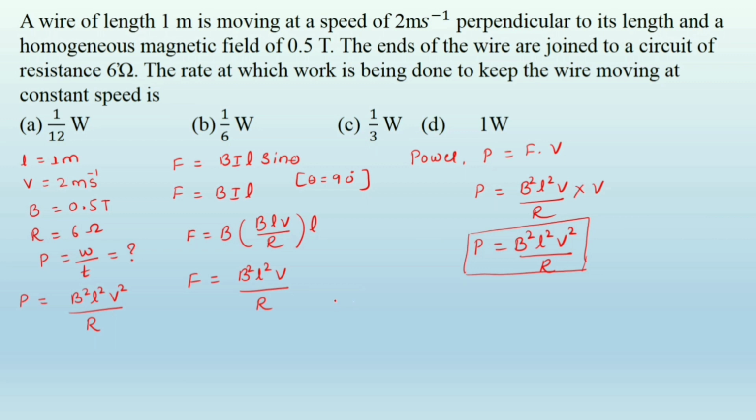Now substitute the values. P equal to B square L square V square: 0.5 square into 1 square into velocity 2 square, divided by resistance 6 ohm. So the answer is 1 divided by 6. Its SI unit is watt. So 1 by 6 watt is the answer. So option B is right.